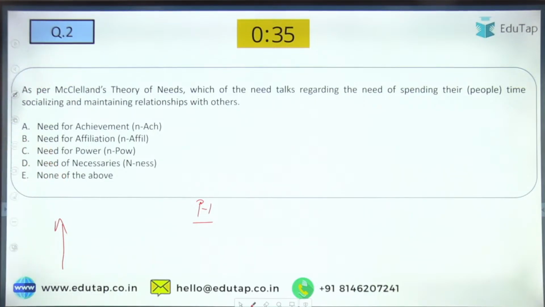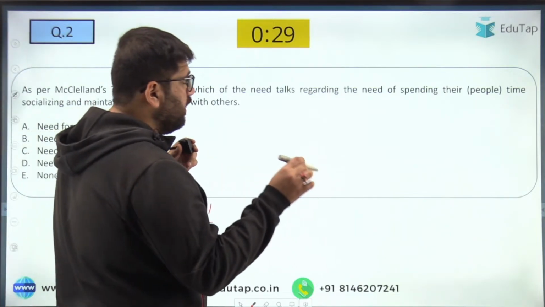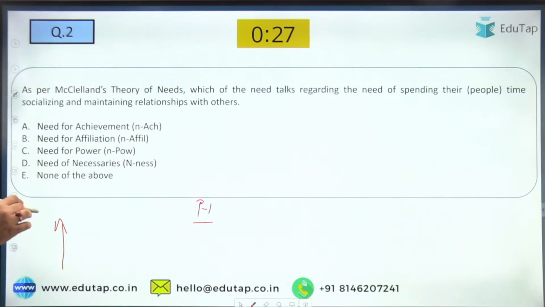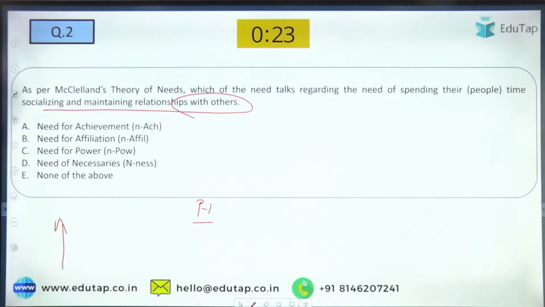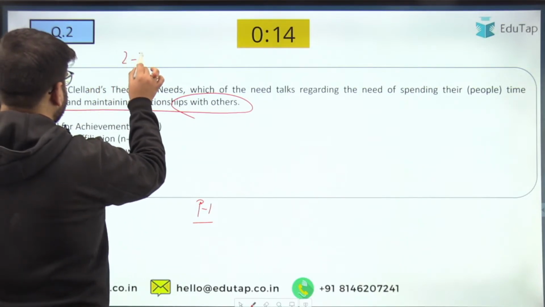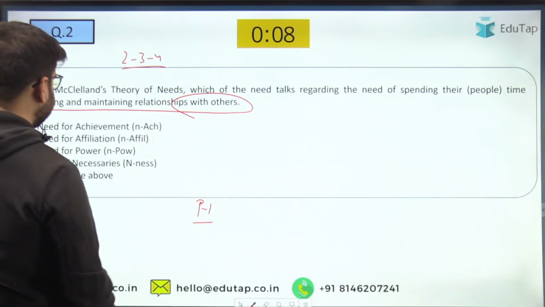Let's move forward to question number 2. As per McClelland's theory of needs, which of the needs talks regarding the need of spending time socializing and maintaining relationships with others? So please let me know this. The answer is quite simple. In phase 1, you would roughly get around 2 to 4 questions of management, or 2 to 3 questions of management. So if you get easy questions, then definitely try to score as much as you can.